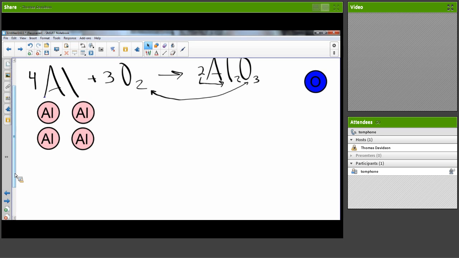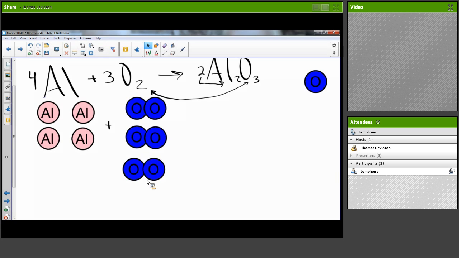Okay, next. Oh, hold on. All right, next are my 3 O2s. All right, what would an O2 look like? All right, it'd be 2 O's repeated how many times? 3. Now, the 3 things are not connected to each other. It's 3 sets of 2.